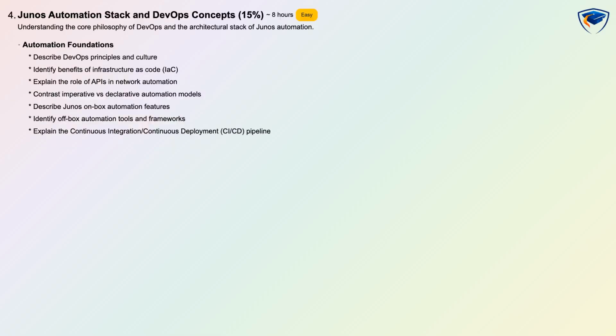The Junos Automation Stack and DevOps Concepts domain is 15% of the exam, rated easy with around 8 hours of study and a conceptual plus scenario-based assessment. This section teaches DevOps principles and culture, the benefits of infrastructure as code, and the role of APIs in network automation. You will contrast imperative and declarative models, learn on-box automation features versus off-box tools, and understand the basics of CI/CD pipelines and how they apply to network change workflows.